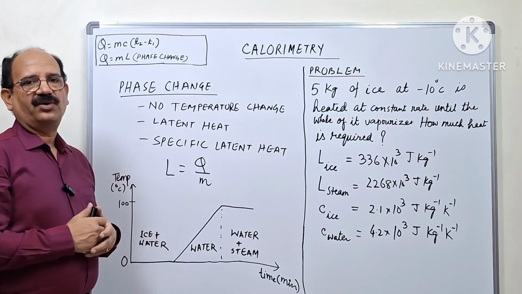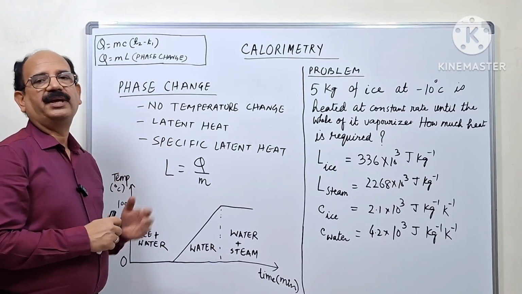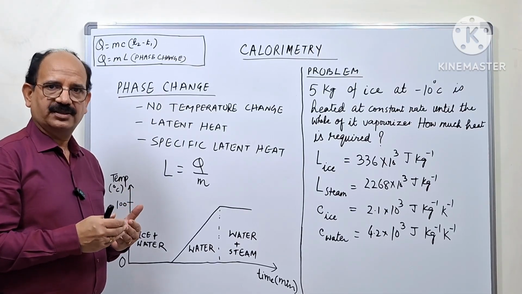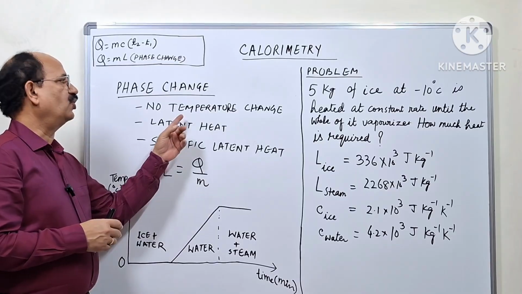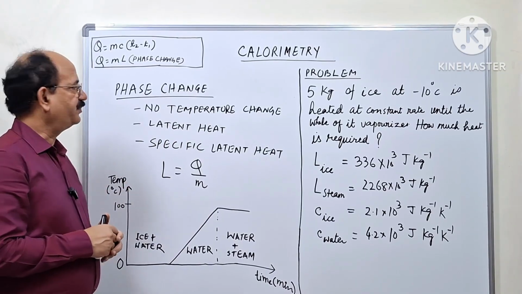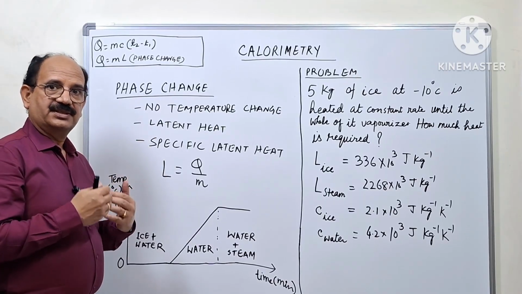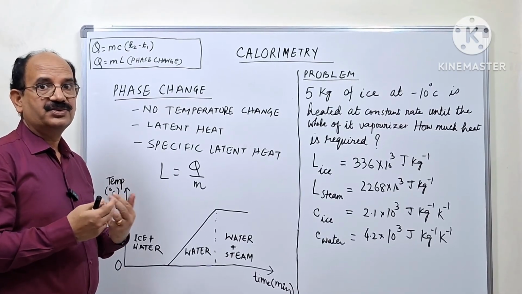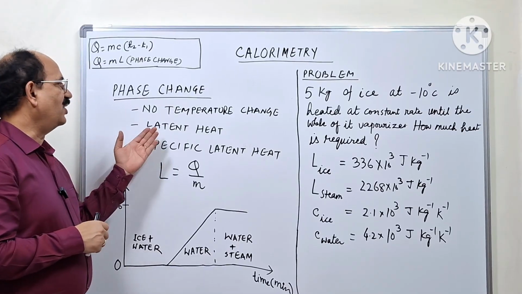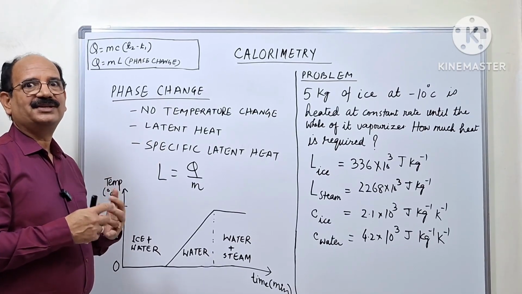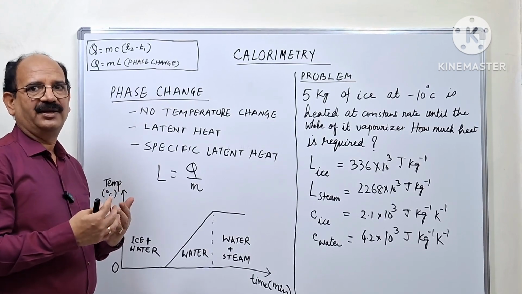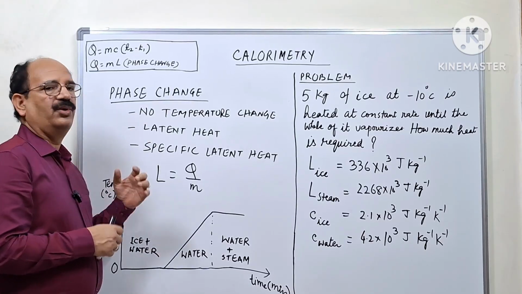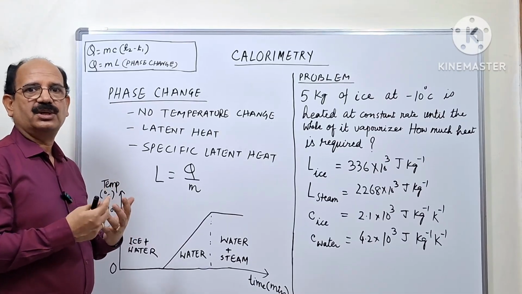Whenever there is a phase change involved, then there won't be any temperature change. For example, if ice is melting into water, during that time there won't be any temperature change. Okay? But you have to constantly supply the heat until the entire ice melts. Because you are supplying heat, but there is no change in temperature, that's the reason it is called latent heat. You don't see the visible effect of that heat supply in the form of temperature change, because all that heat is going into the phase change from solid to liquid.